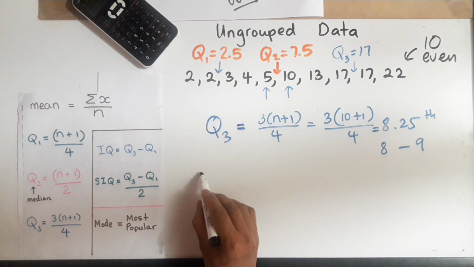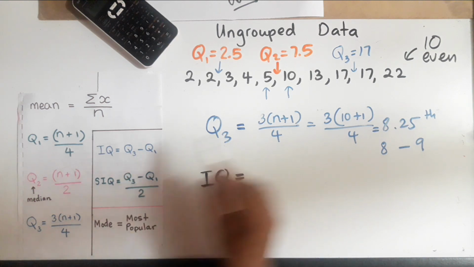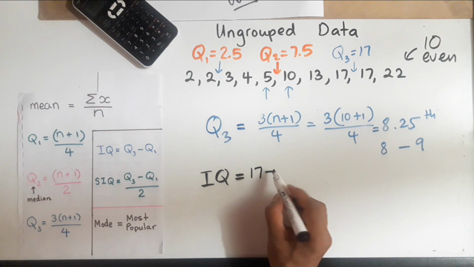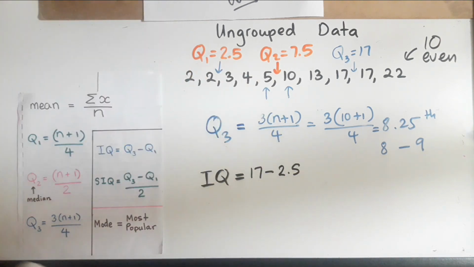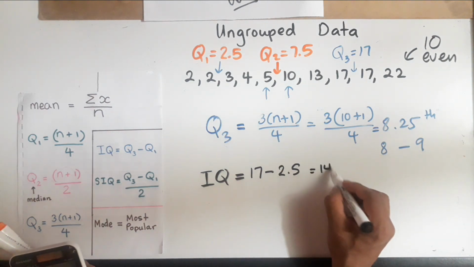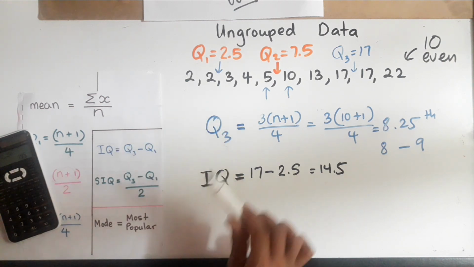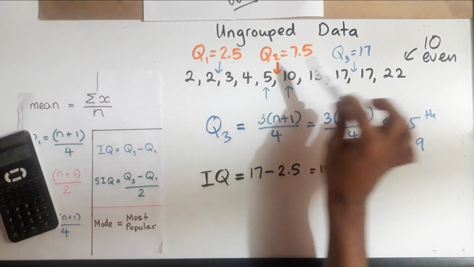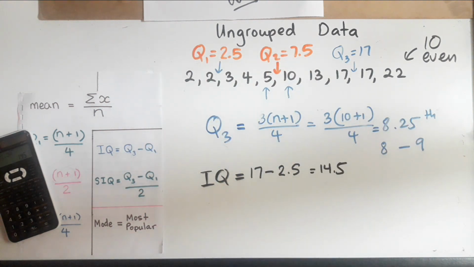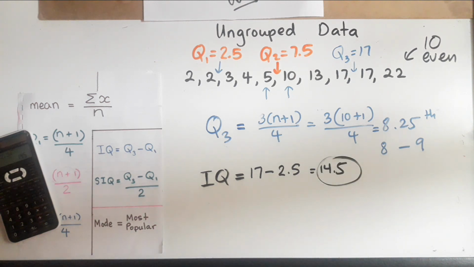So if they ask us to find IQ, or the interquartile range, we take the answer for Q3, which is 17, and we minus the answer for Q1, which is 2.5. 17 minus 2.5 is 14.5. Remember, for these we don't have to count to the 14.5th term. Only for Q1, Q2, and Q3, you count to the actual term. So this is the final answer for interquartile.